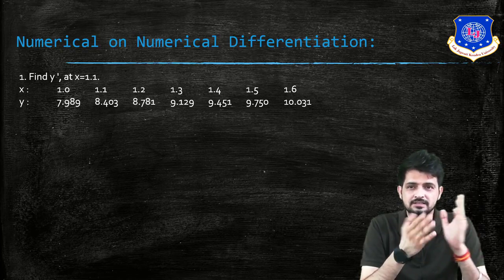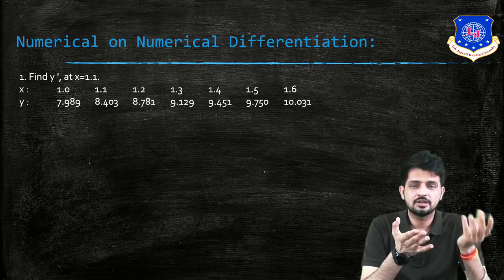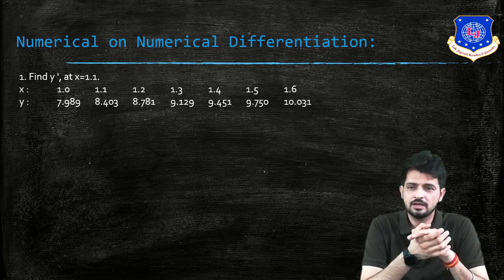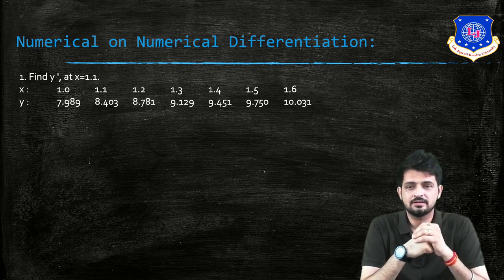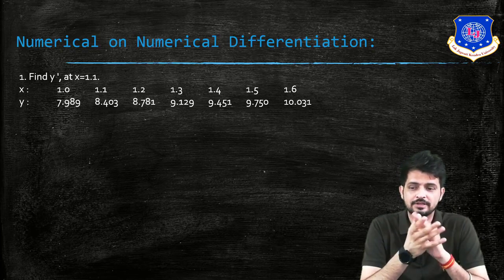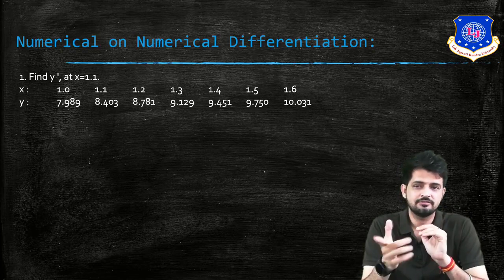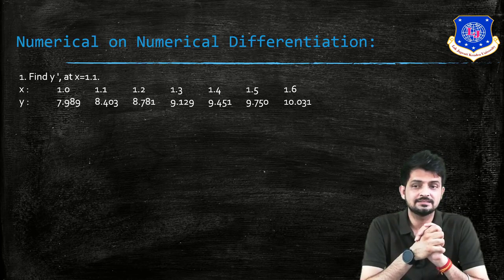Nothing is written. They haven't written any interpolation or any differentiation formula. So you have to identify which formula we have to apply. First of all, you have to check for the equal intervals and unequal intervals. See which interval is that.